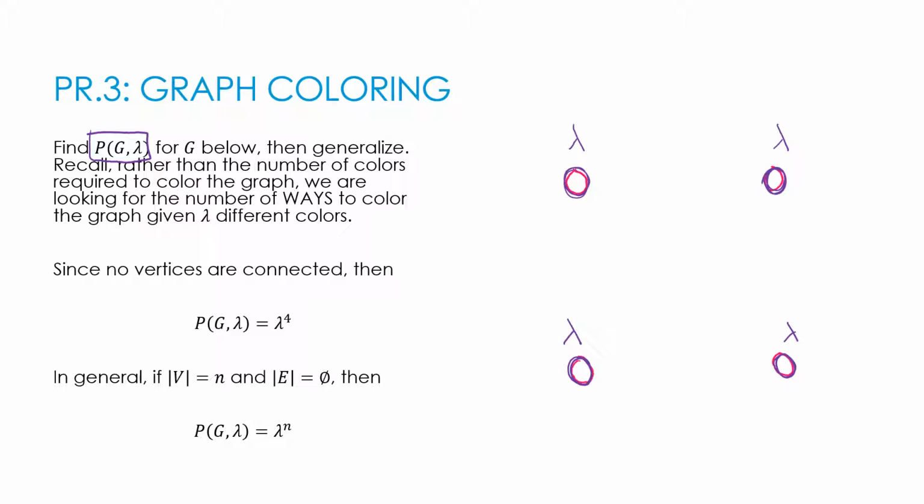So in general, if it's a graph where no vertices are connected, then I have lambda to the n, essentially. And in this case, n was 4, because there were 4 vertices. Lambda times lambda times lambda times lambda, lambda to the 4th. And again, this is only true for when we don't have any edges. So this is a graph that is not connected at all. It will generalize to lambda to the n power.